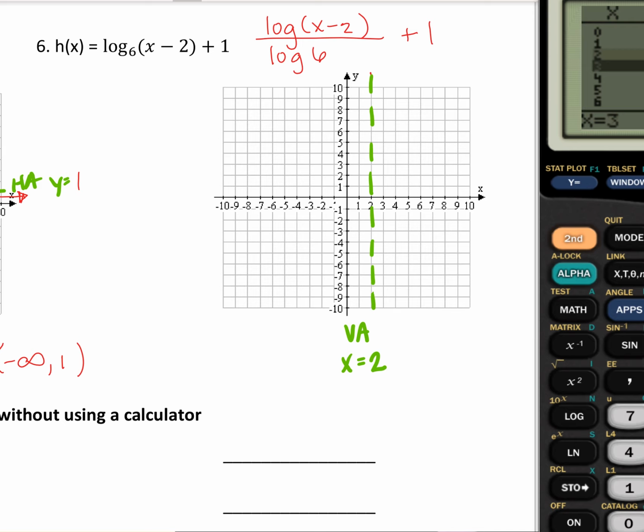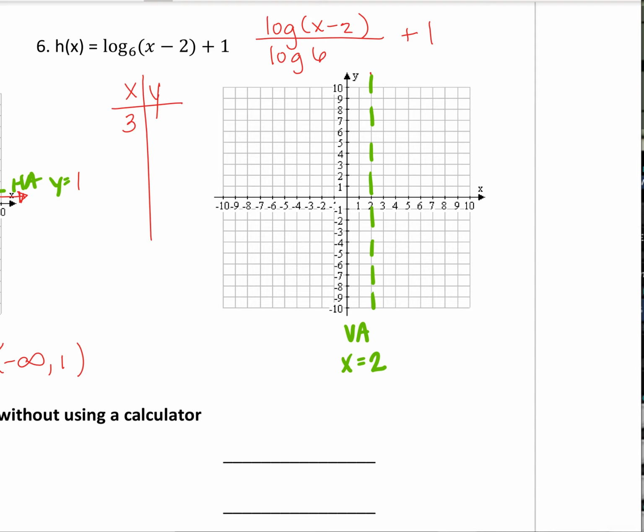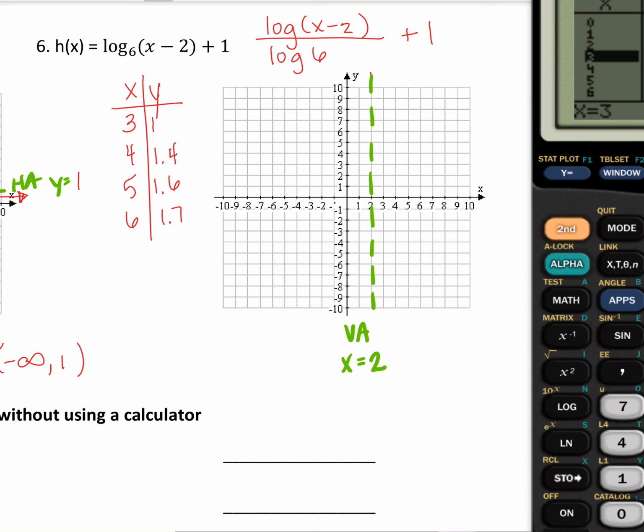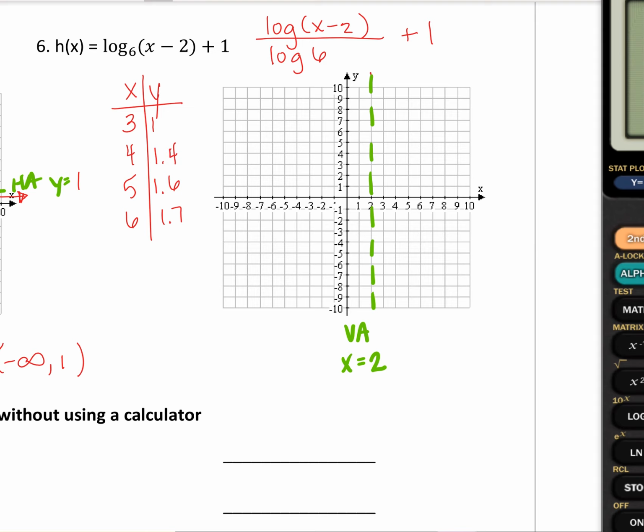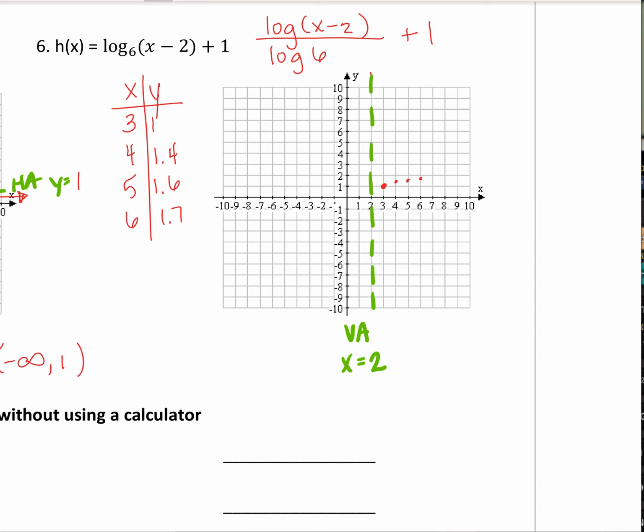So now we're going to plot some points. I'm going to do my x and my y. I know that at 3, I have a 1. At 4, I have a 1.4. 5 is 1.6. 6 is 1.7. And I know it's going to keep going on and on if I take a look at my graph. So I'm going to plot some of the points that I do have. So I have 3, 1. 4 is 1.4, 1.6. I know I'm going to keep going. And then, of course, going down to skirt my line, but not quite. And it'll keep going up.